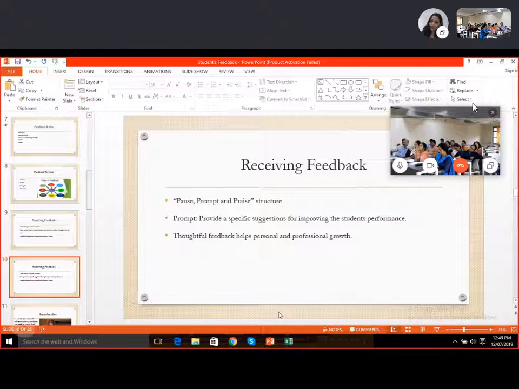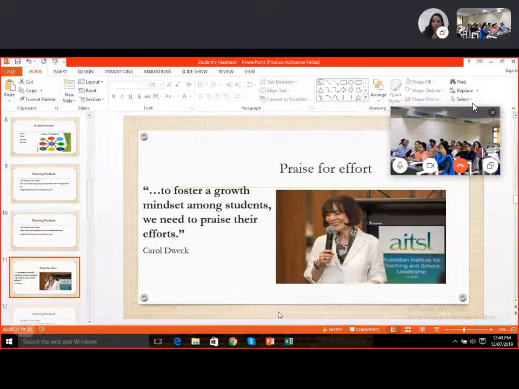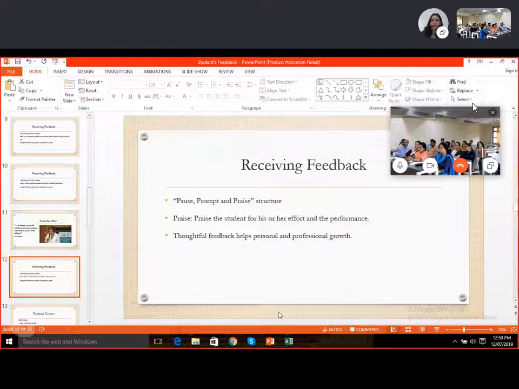And when we are working like this, only then we can get thoughtful feedback which will be personal and professional for each student, as well as praise for the effort. As Carol Dweck says, to foster a growth mindset among students, we need to praise their efforts. Definitely, when we praise our students, only then will they be motivated. As we get motivated, the same thing is expected by our students.